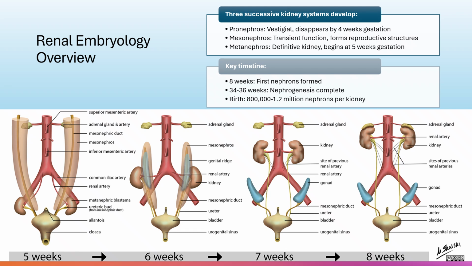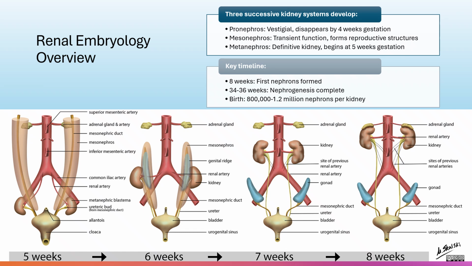Renal embryology demonstrates a fascinating progression through 3 developmental stages. Understanding this sequence helps explain many congenital anomalies we encounter in the NICU. The Pronephros represents the earliest attempt at kidney formation, appearing and disappearing within the first 4 weeks of gestation. While it never functions as a true kidney, it establishes the foundation for subsequent development.